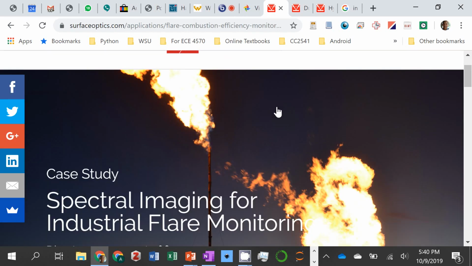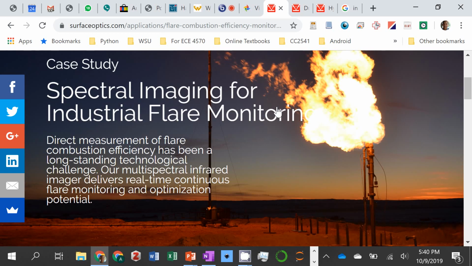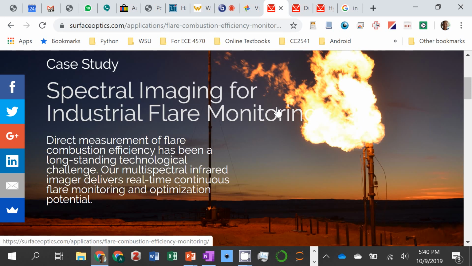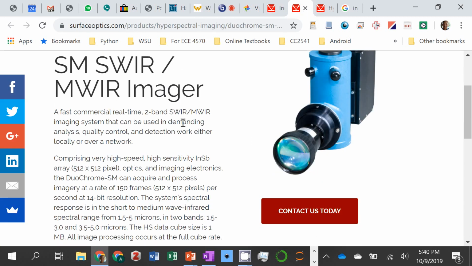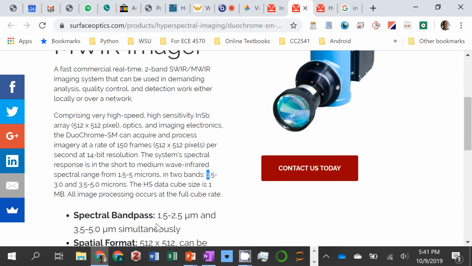Great. So there's this company called Service Optics Corporation, based in San Diego, and they've been doing work for the government and the military for the past 20 years. They have a technology that uses semiconductor cameras, specifically in the short wave IR and mid wave IR. Short wave IR would be 1.5 to 5 micron wavelength. And then there's also the 1.5 to 3 and the 3.5 to 5 micron IR.